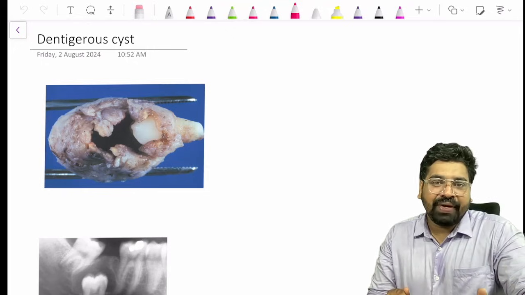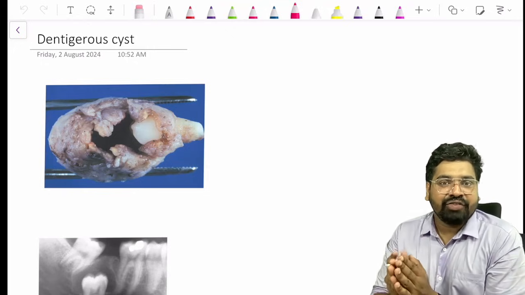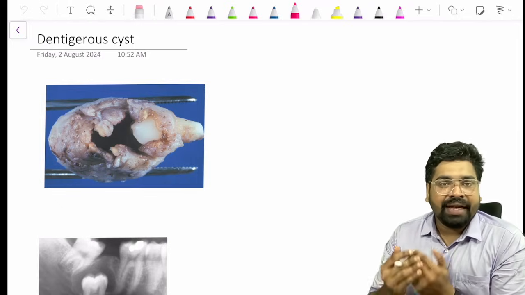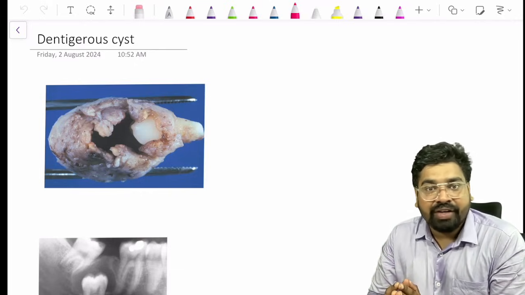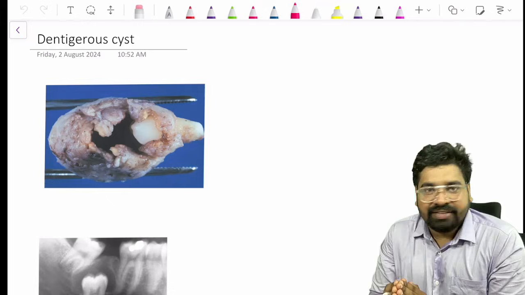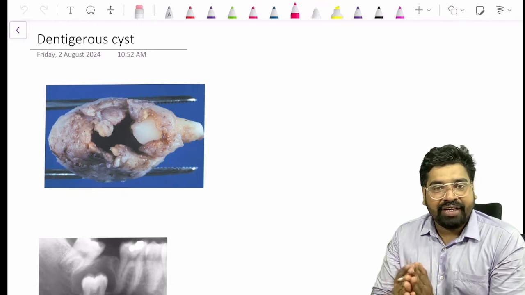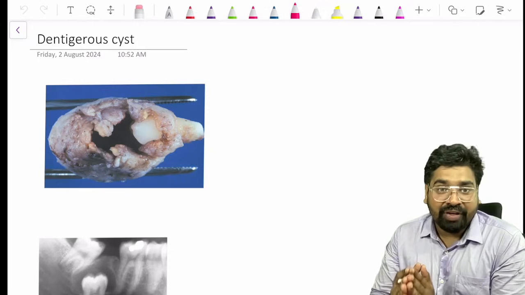Okay, so in the previous video, we have seen the classification of odontogenic cyst and tumors. Now let's take the most important cyst and discuss what questions they can ask you from this cyst. Dentigerous cyst, I think it is very familiar to you. You may have seen it, you may have studied it a lot of times in your UG.